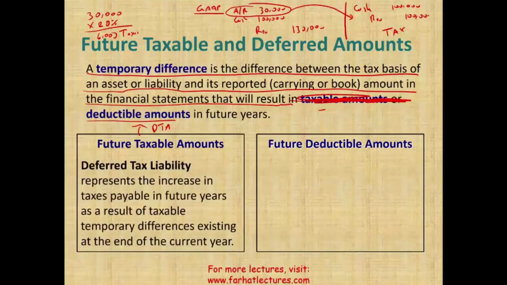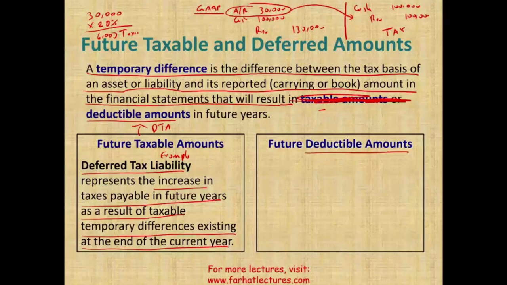So this is the definition for a deferred tax liability. It represents an increase in taxes in future years as a result of a taxable temporary difference existing at the end of the current year. And this is the example that we worked. So what happened is, in the future, I'm responsible for more taxes. Why? Because whatever I deferred now is going to catch up with me. Therefore, I'm responsible for more taxes.